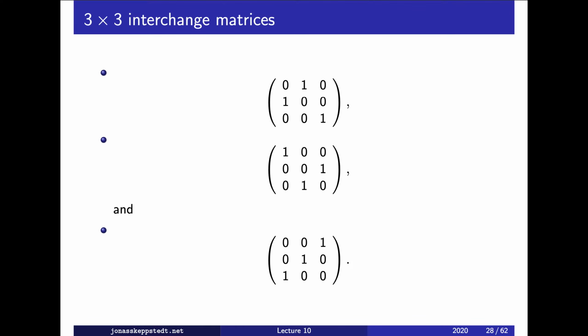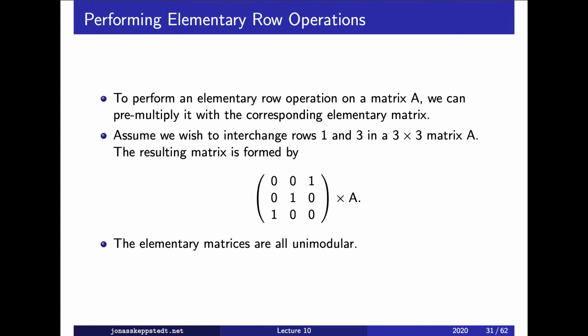To interchange two rows, we multiply one of these with the matrix. Or to add an integer multiple, we use either an upper skewing matrix or a lower skewing matrix. So, for instance, if we want to change rows 1 and 3, then we can pre-multiply matrix A with this matrix. And all the elementary matrices are unimodular.